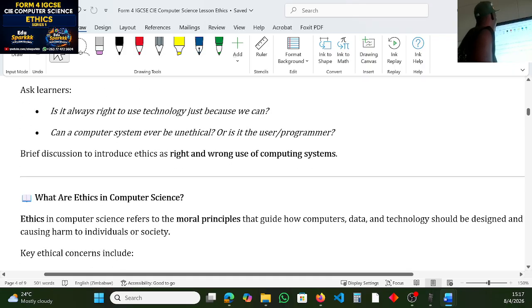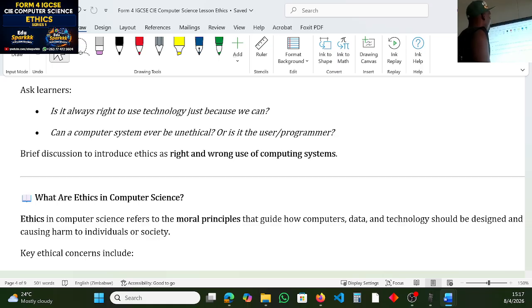So when we talk of ethics, we are going to be concerned about questions such as, is it always right to use technology just because we can? Or can a computer system ever be unethical? Or is it a user or programmer?